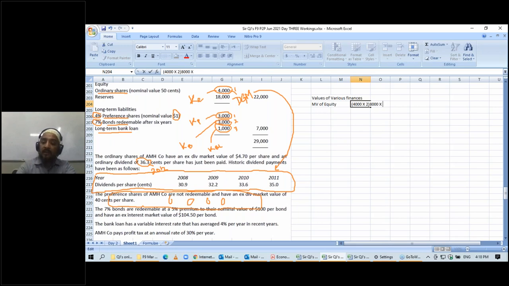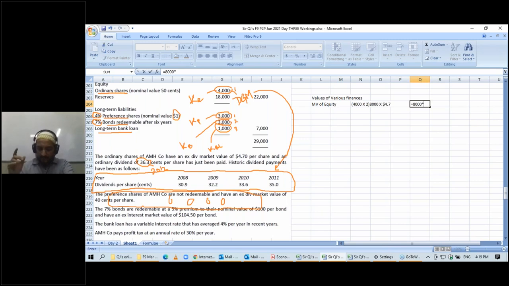Always use the ex-dividend market price when calculating market value. They have told you the ex-dividend market price. Sometimes they give you the cum dividend market price. If you deduct the latest dividend, which is the dividend that has been recently paid, from that cum dividend market price, you arrive at the ex-dividend market price, right? I repeat, if you have been given the cum dividend market price, deduct the latest dividend which has been recently paid from it in order to arrive at the ex-dividend market price.